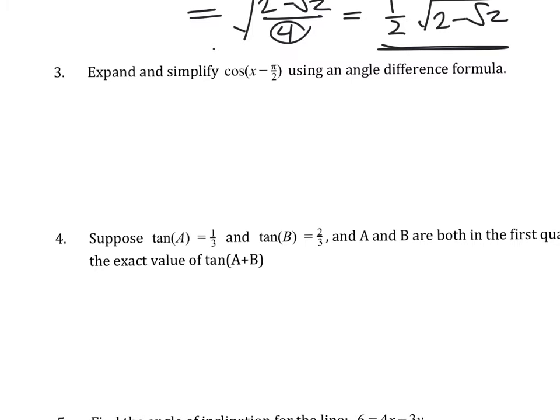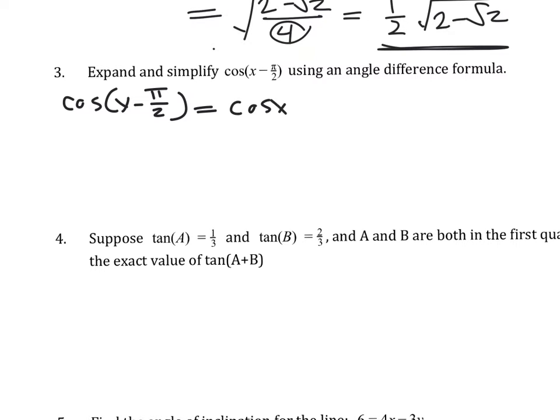Another example for an addition or subtraction formula for cosine. Expand and simplify using an angle difference formula. So we have cosine of x minus pi over 2. Cosine, cosine, sine, sine. All right, here we go.